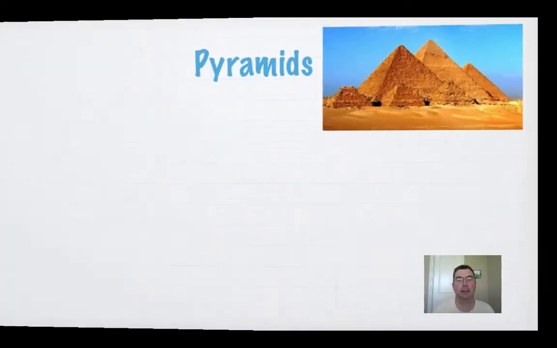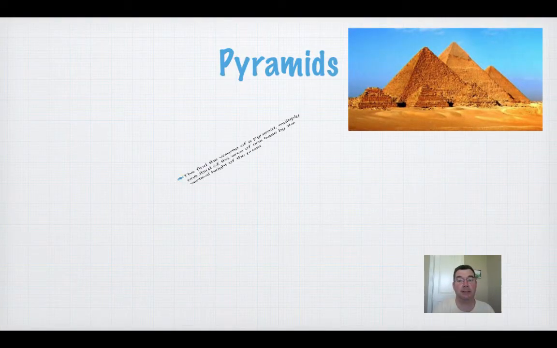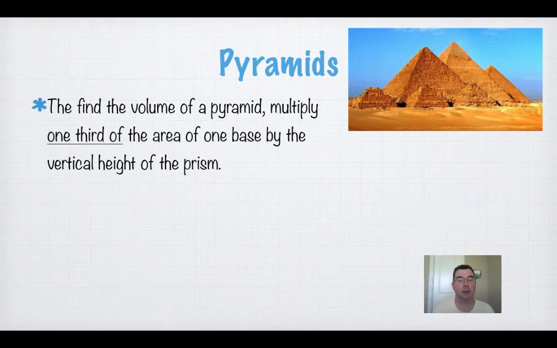All right. Now, if we're talking about pyramids, those are the famous pyramids. To find the volume of a pyramid, you're going to take 1/3 of the area of one of the bases, and well, there is only one base, so take 1/3 of the area of that base, and we're going to multiply it by the vertical height of the pyramid. So that's the generic formula right there.